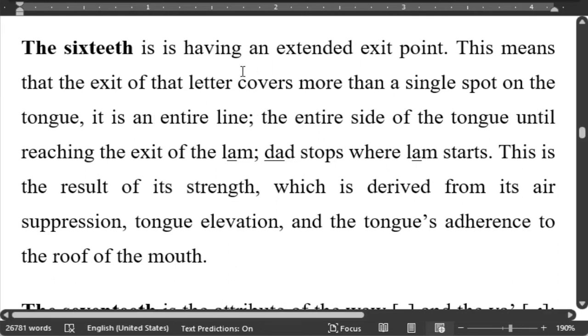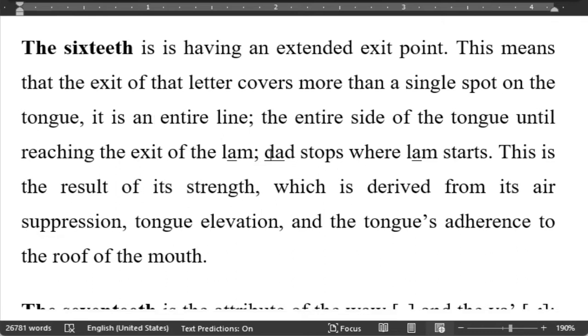So the 16th is having an extended exit point. This means that the exit of that letter covers more than a single spot on the tongue. It is an entire line, the entire side of the tongue until reaching the exit of the lam. Bod. It takes the whole side of your tongue. Bod.